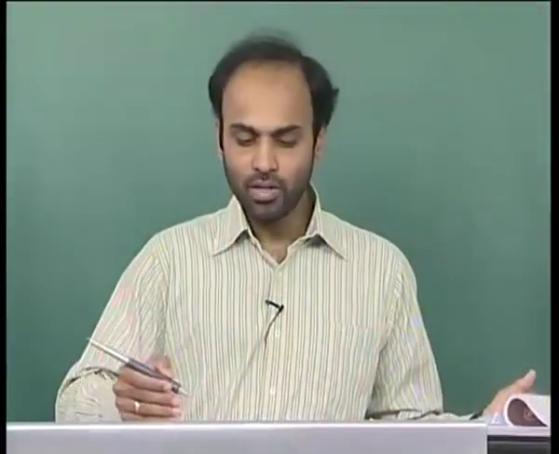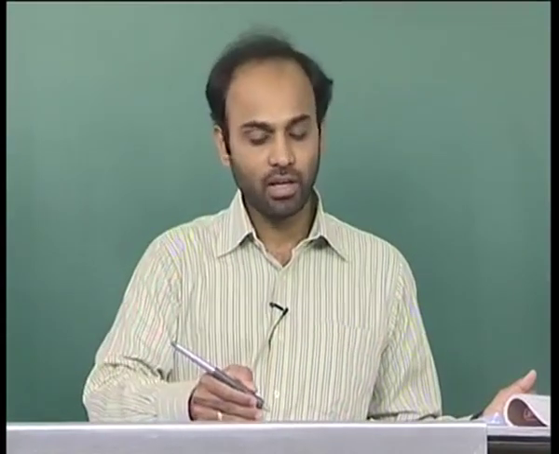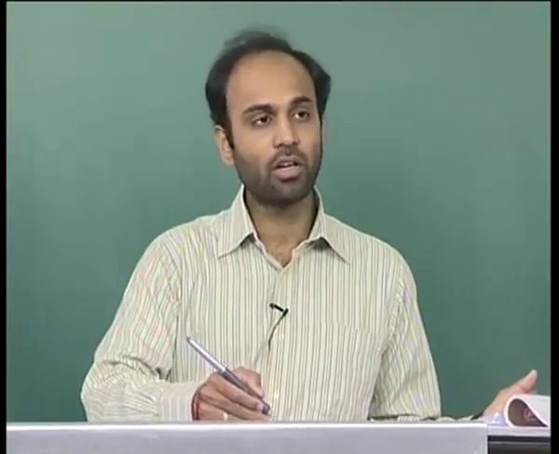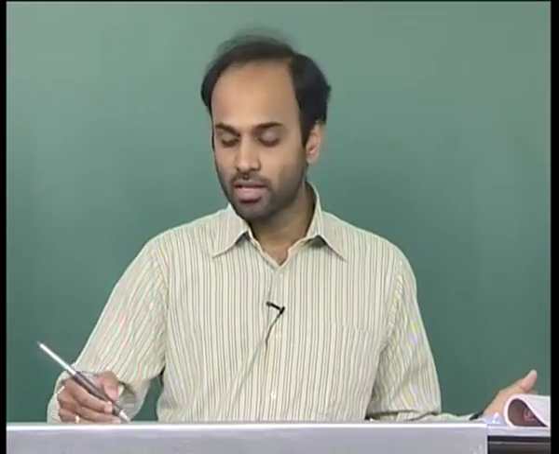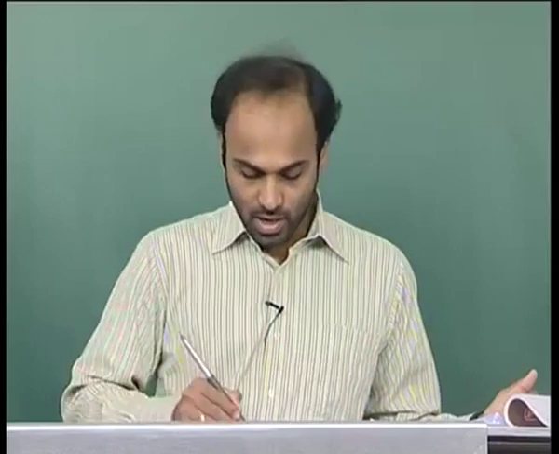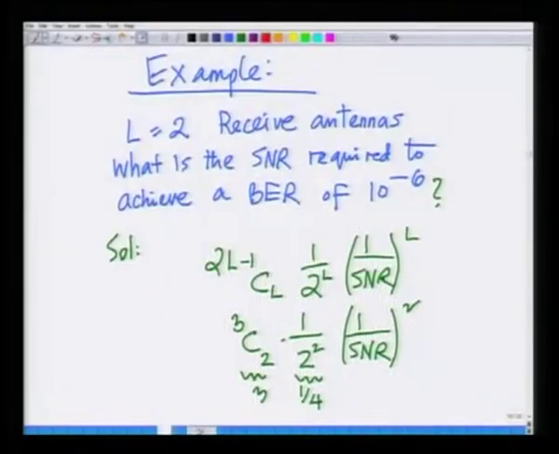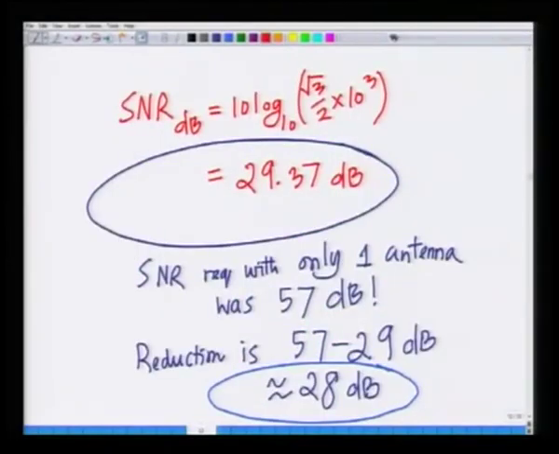Alright, and we did a simple example. We said when we have L equals 2 receive antennas, similar to what we did in the earlier cases, what is the SNR required to achieve a probability of bit error of 10 power minus 6? We saw a surprising result that the SNR is just around 29 to 30 dB, which is about 28 dB smaller than the SNR or the transmit power required to achieve a bit error rate of 10 power minus 6 in a wireless channel with a single receive antenna.